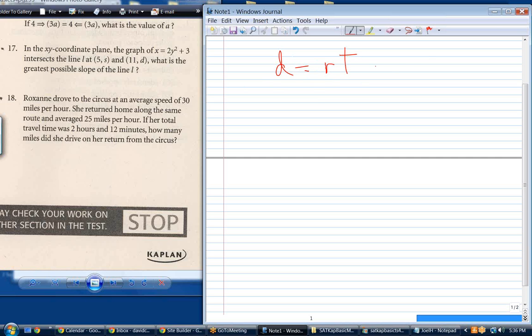Of course, that also means that rate is equal to distance over time, or time is equal to distance over rate. In other words, all variations of this thing. But you don't want to memorize all the variations because that just makes it confusing. You want to memorize one form of it only. You can always work out the algebraic manipulations of it.